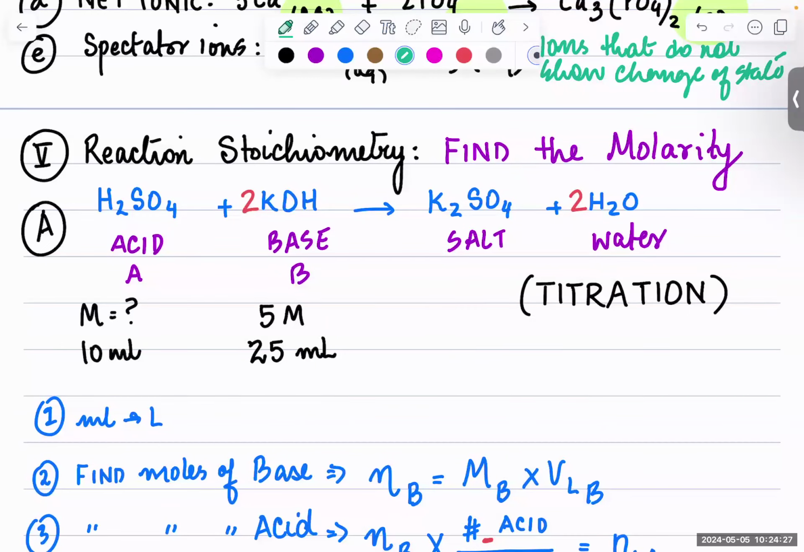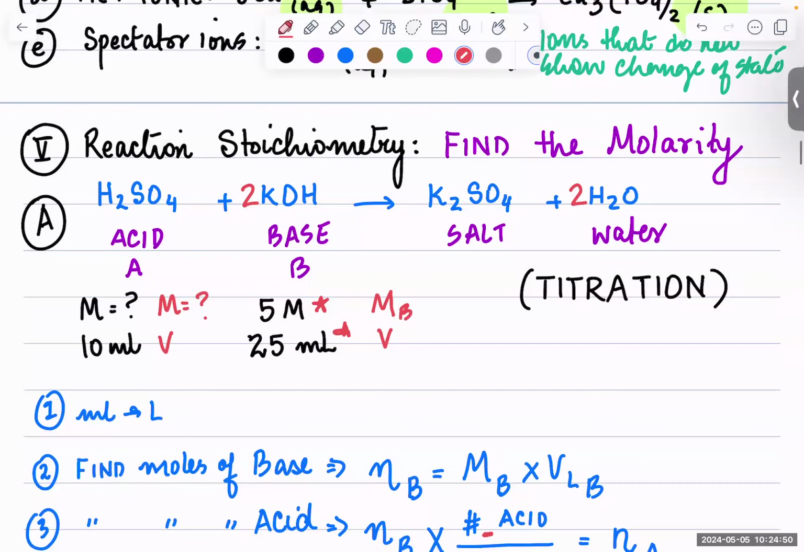So anyways, you have to look at what is given to you. You are given here the molarity and you are given the volume. So this is the value of molarity, this is the volume. Okay, so you are being asked, and here you are given the volume, but you're being asked to find the molarity. Okay, so B is the base, and A is the acid. So one way to keep it straight is like this.